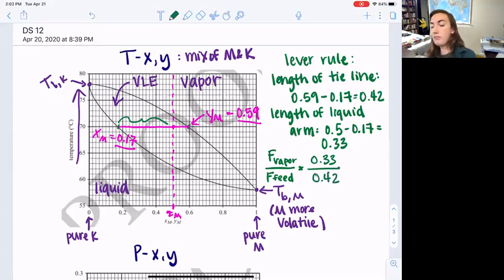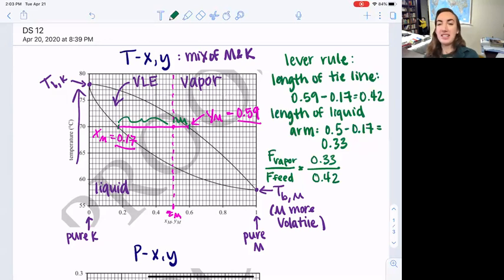And you could do the exact same thing with the vapor stream. So the length of the vapor arm, which in this case would be 0.59 minus 0.5, so 0.09, divided by the total length of the tie line is the fraction of our feed stream that becomes liquid. So like I said, this tends to really confuse people because it's not that intuitive.